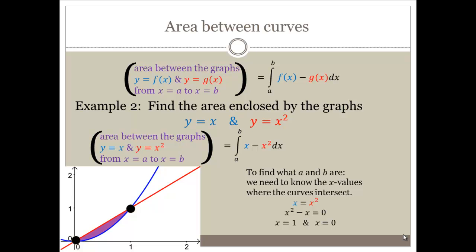So to find the area enclosed by the graphs, we are looking from x equals 0 to x equals 1. Putting this into our equation above, we have the integral from 0 to 1 of x minus x squared dx, which we can evaluate on our calculator to find that it is 1/6, or roughly 0.1667. So we have found that the area enclosed by the graphs of y equals x and y equals x squared is 1/6.